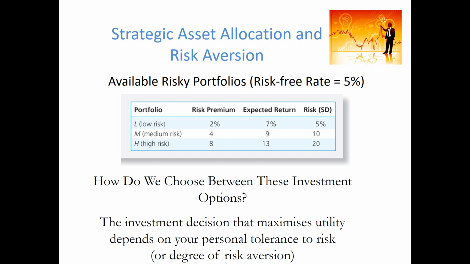So how do we choose between them? Well, what we are going to find is that some of these assets are going to be preferred by a particular group of investors, whereas other risky assets will be preferred by a different group of investors. What determines whether an individual investor will prefer the low, medium, or high risk asset is her personal preferences and, most importantly, her tolerance toward risk.